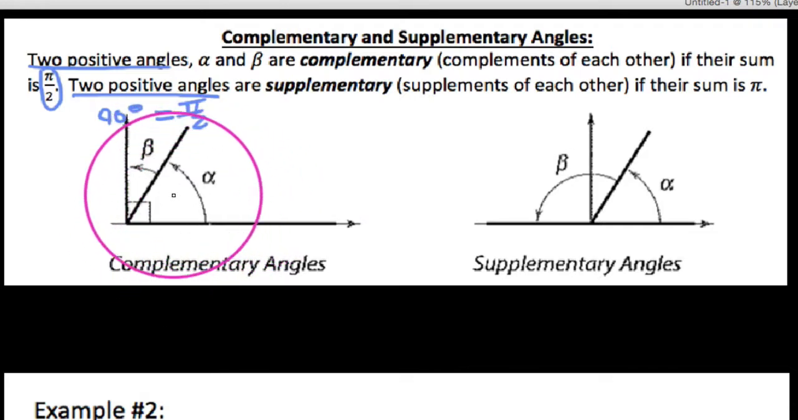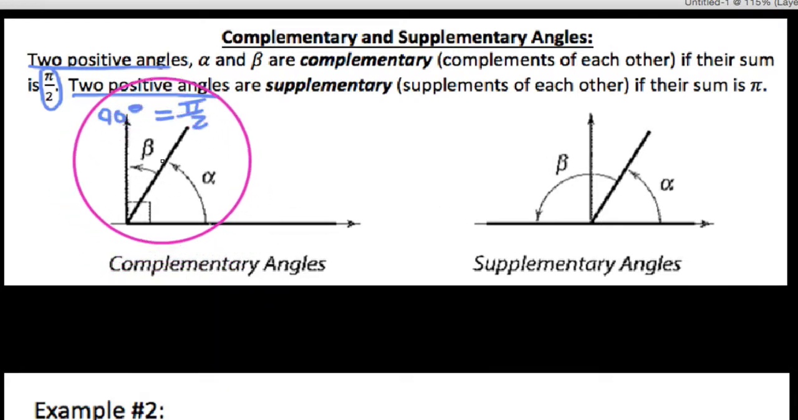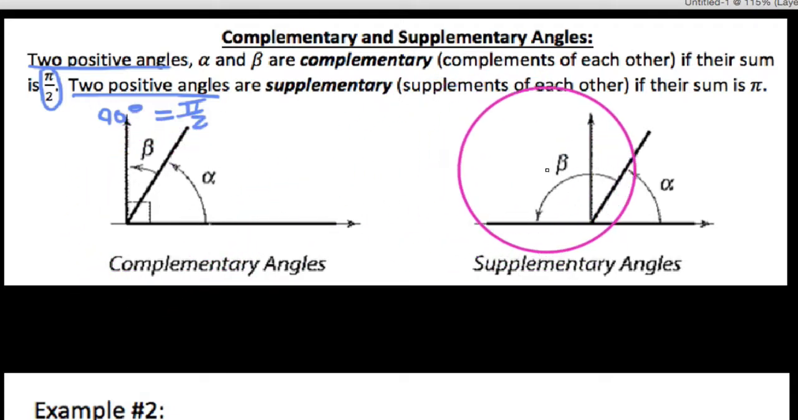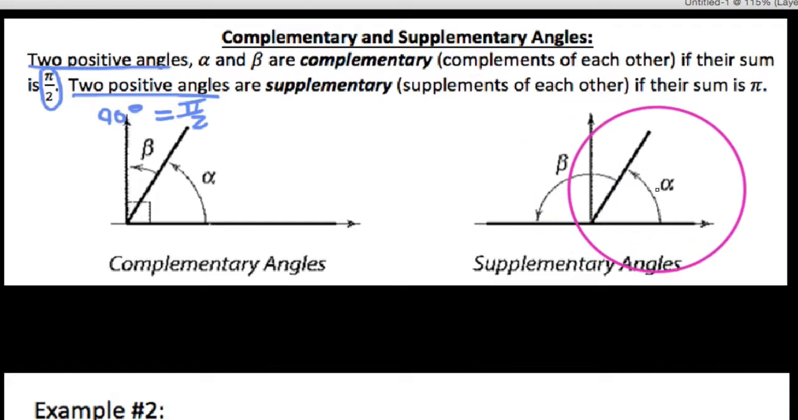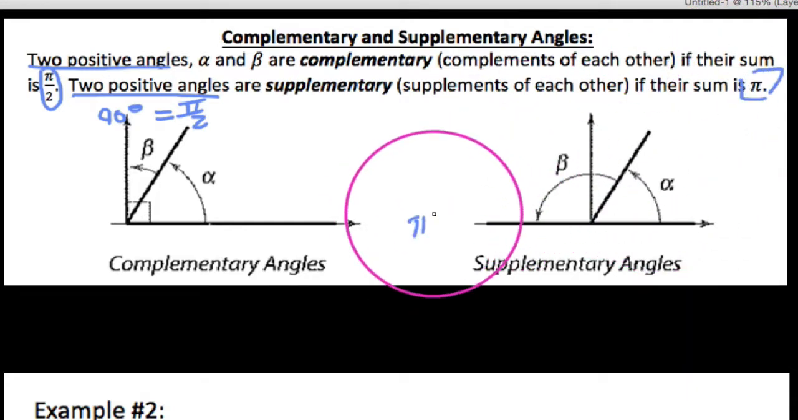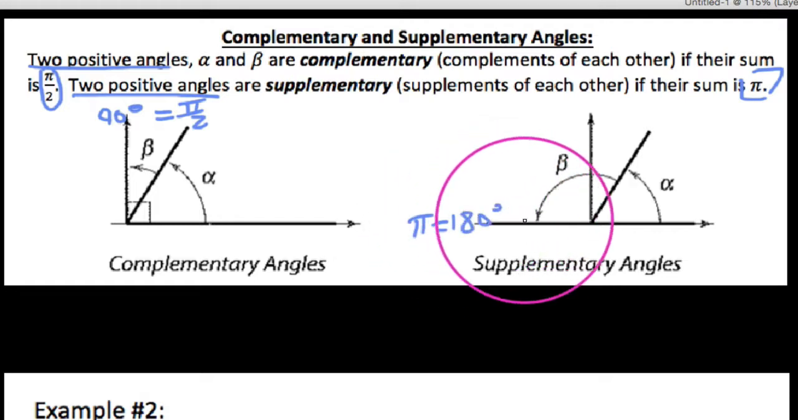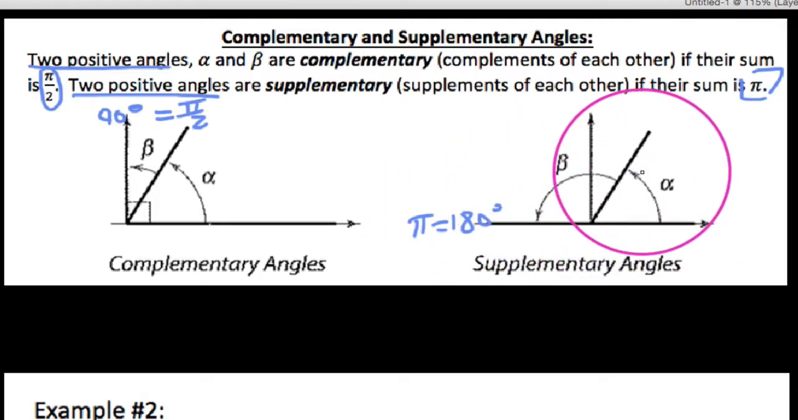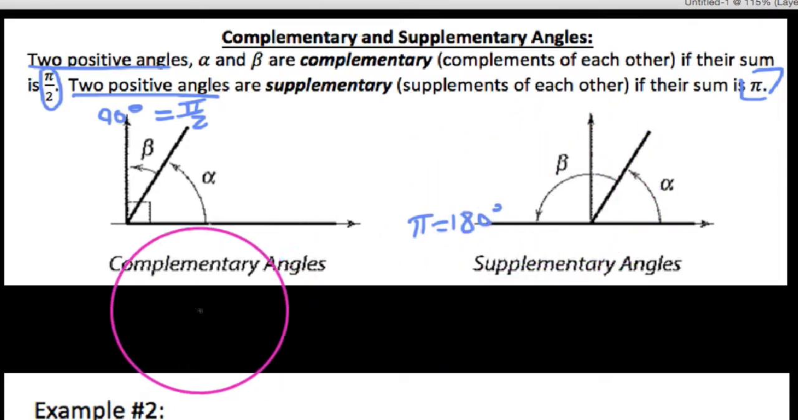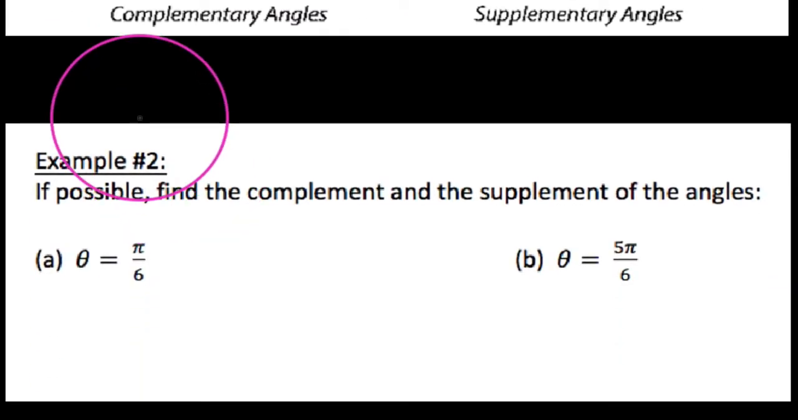One thing I want to point out is this. If you have two angles that are both positive and add up to 90 degrees, both of the angles must be acute angles. And likewise, when we talk about supplementary angles, we say two positive angles whose sum is pi, which is the same thing as their sum being 180 degrees. So long as they're both positive angles and they add up to 180 degrees, then we say that they are supplementary angles.